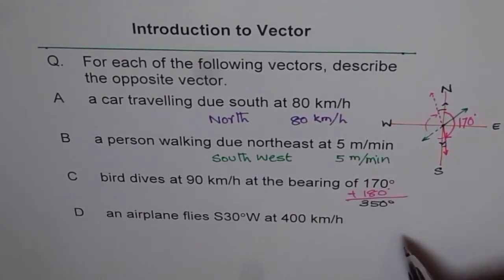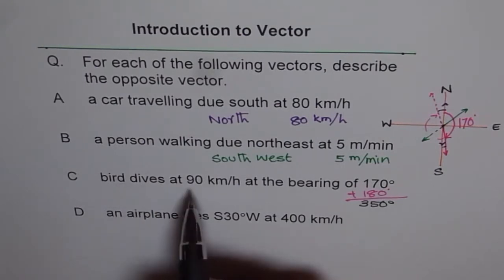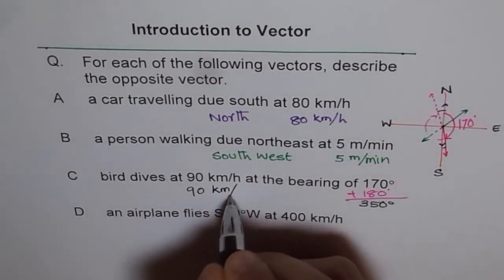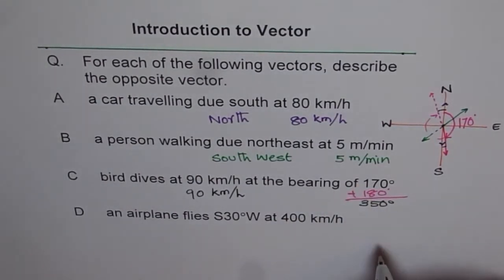So that way you get this angle as 350 degrees. So both ways you can check. When you add 180, you get 350 degrees. So that's how you get your result here. And magnitude has to be same. So it's 90 kilometers per hour at a bearing of 350 degrees. Do you see that? So that's how you get this answer.